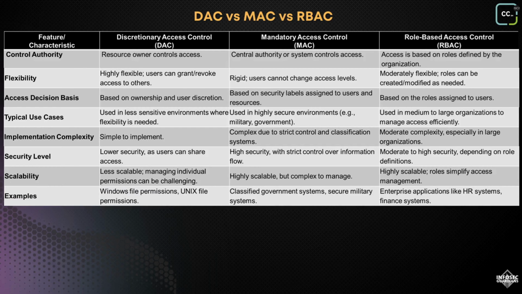Let's look at some examples. DAC is commonly seen in systems like Windows file permissions or Unix file permissions. MAC is typically found in classified government systems or secure military systems. RBAC is prevalent in enterprise applications like HR systems or finance systems.